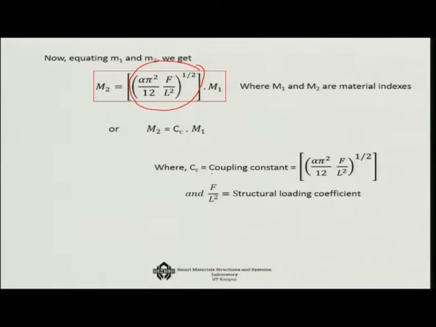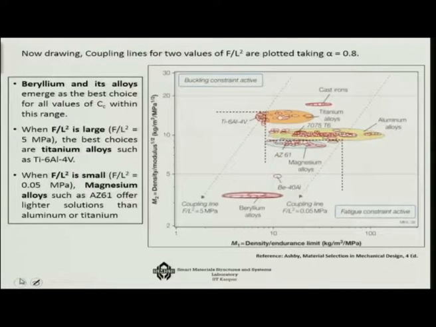Cc, that is the coupling constant. Now in the coupling constant, if you look at it, F by L square would become a very critical term, which is the structural loading coefficient, and that actually comes from the pressure in the piston. So we can denote it in terms of MPa, and then we can draw several lines, suppose F by L square equals 5 MPa, which is a high pressure line, F by L square equals 0.05 MPa, we can do it.